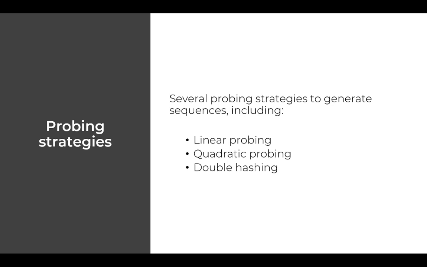Several probing strategies to generate the sequence include linear probing, quadratic probing, and double hashing. But for this lecture, we'll be looking at linear probing only. For the rest, you can read the chapters provided at the end of the lecture. Choosing a strategy balances simplicity with effectiveness. Linear probing is simple, but not effective. Double hashing is effective, but not very simple to implement.